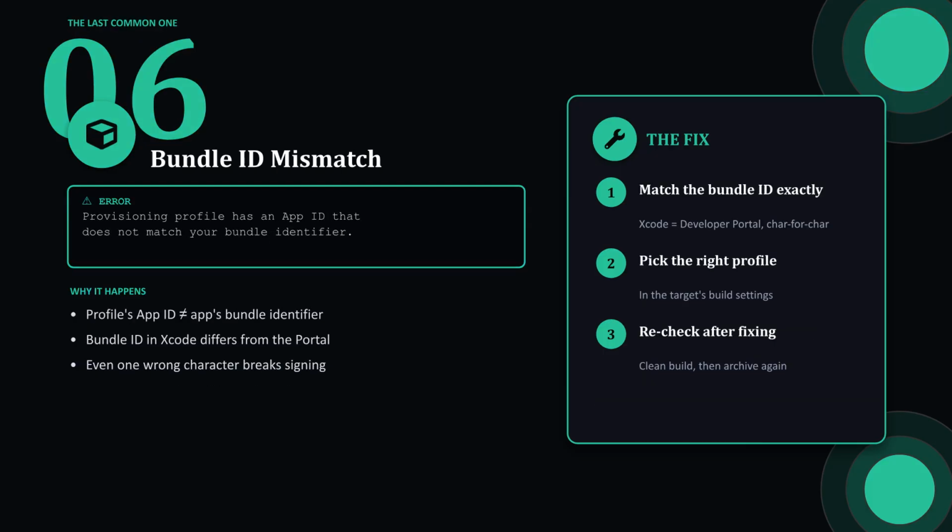Error 6. Bundle ID mismatch. Last common one. The provisioning profile has an app ID that does not match your bundle identifier. It's exactly what it says. Your profile's app ID doesn't match your app's bundle ID. Make the bundle ID in Xcode identical to the one in your developer portal, character for character. Then select the right profile in your target settings. Even one wrong letter breaks it.